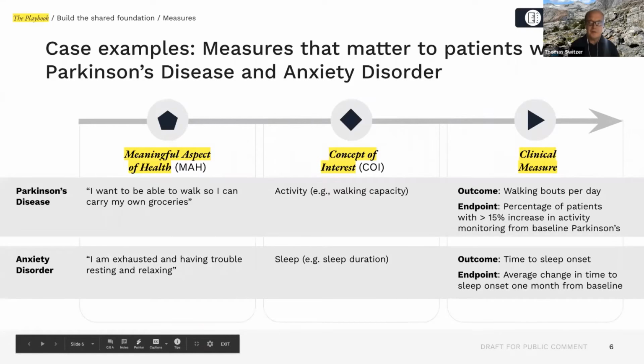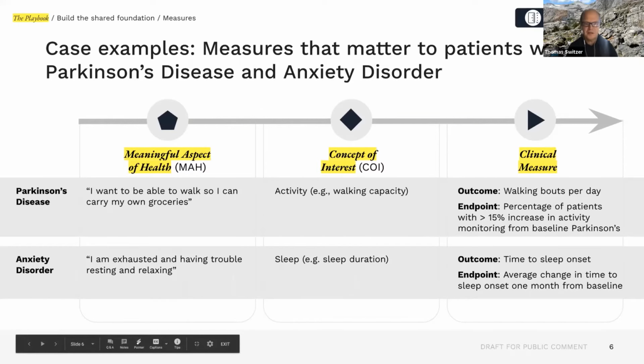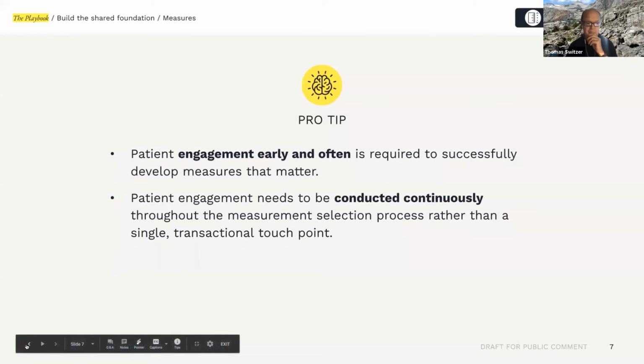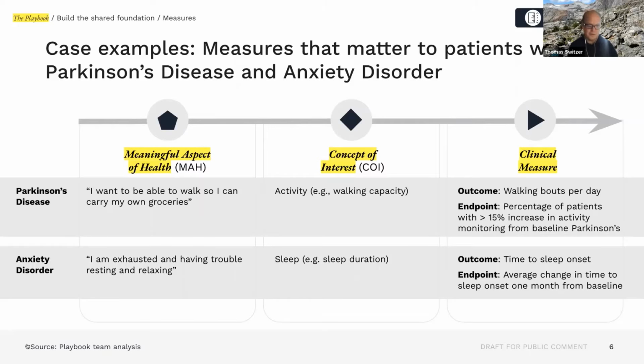So in terms of the examples we put into the playbook for the meaningful aspect of health, we centered around Parkinson's disease and an anxiety disorder. In Parkinson's, it can be something as simple as, from a patient's perspective, I want to be able to walk so I can carry my own groceries. I've done some work in idiopathic pulmonary fibrosis. One I see is a patient with IPF who can't move: can we improve them enough so they can get out and do something important, which I think is an important construct for this. The concept of interest from there really is activity.